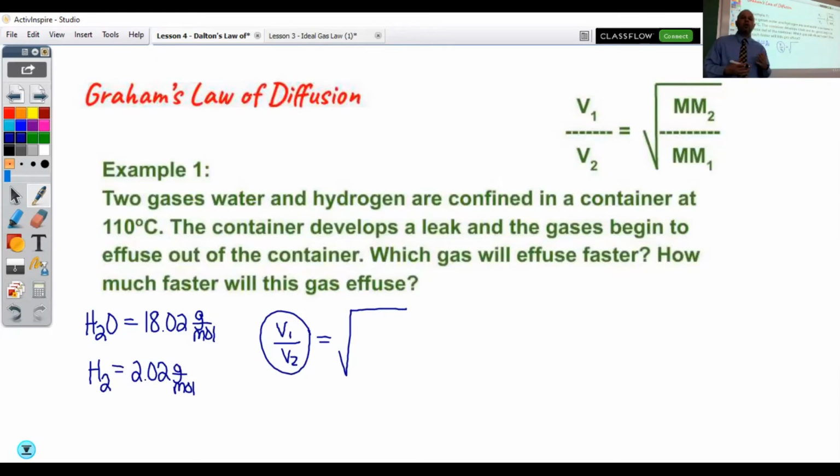We're going to put water on top because it's heavier. So we're going to have 18.02 grams per mole on top. And then on the bottom, we'll have the molar mass of hydrogen, which is 2.02 grams per mole. Now, the first thing that I want you to notice is that the unit of grams per mole is going to drop out. So our answer will in fact be unitless, meaning it doesn't have a unit.